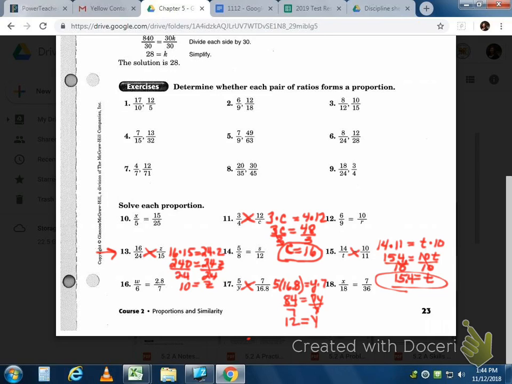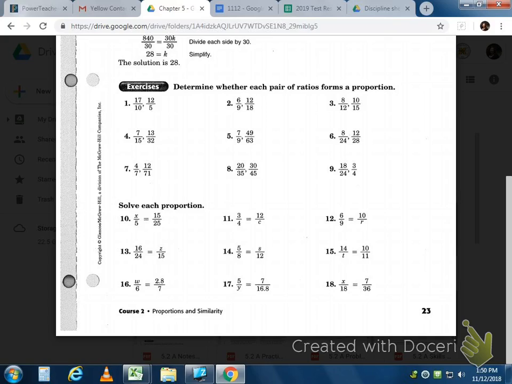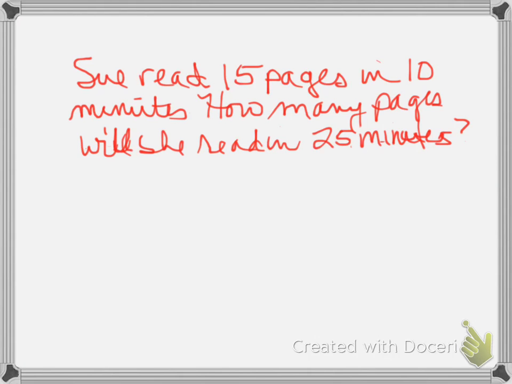Okay, I do want to add one thing to this. So I'm going to talk about how you would write a proportion. Does anybody have any question over those problems that are written there? Okay. Now we're going to look at a story problem where you need to write a proportion and solve it. Sue read 15 pages in 10 minutes. How many pages will she read in 25 minutes?